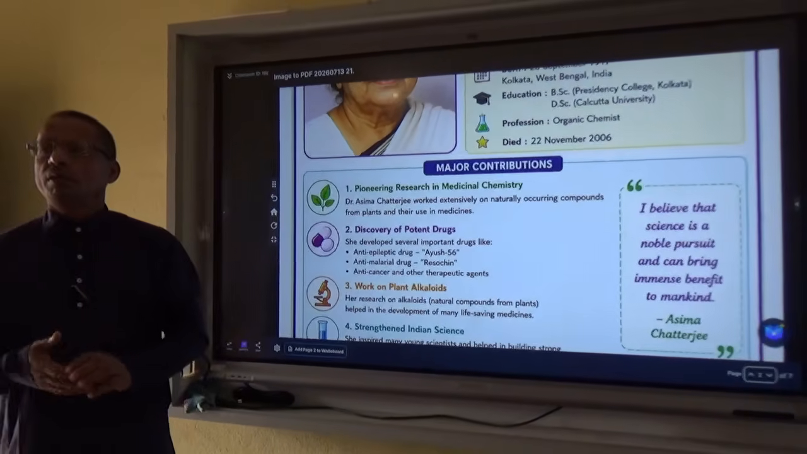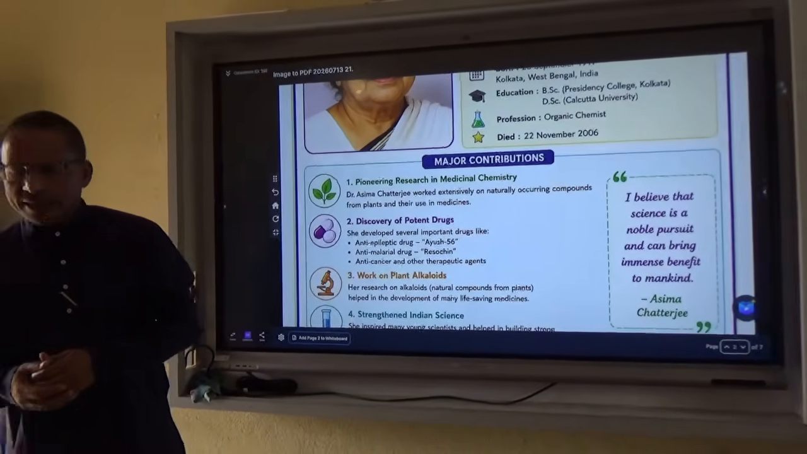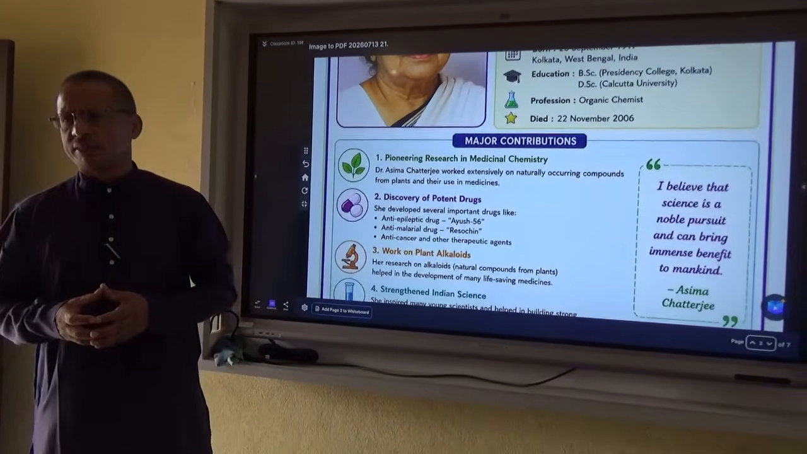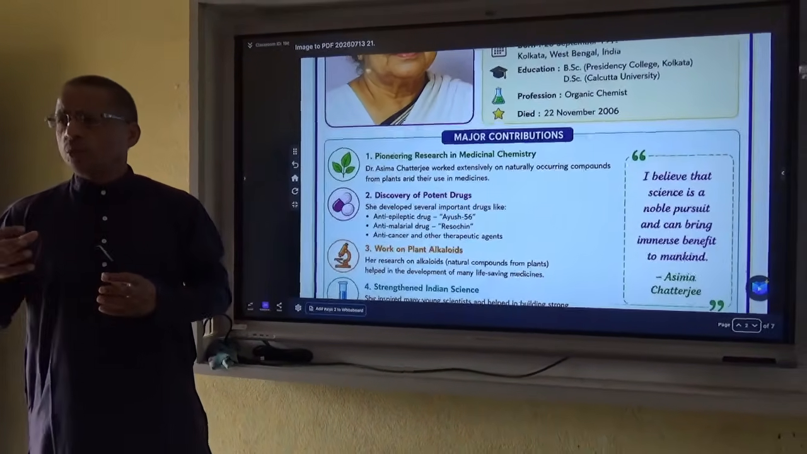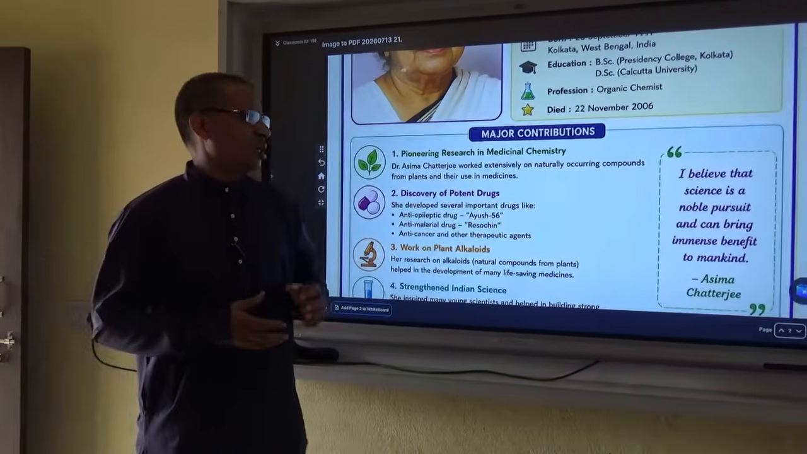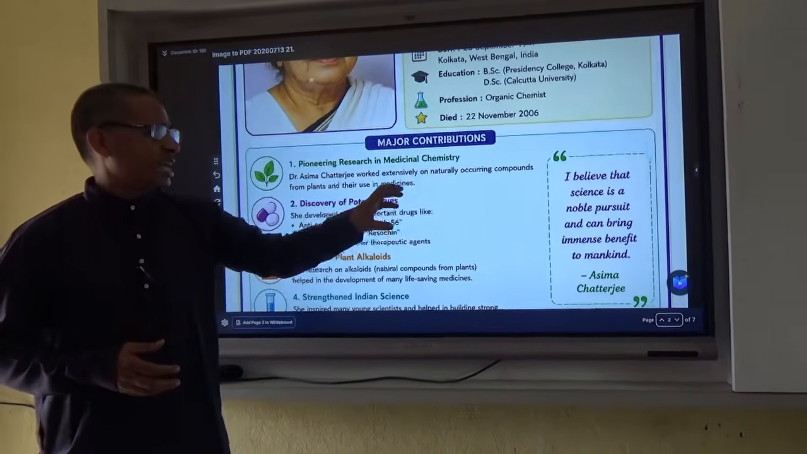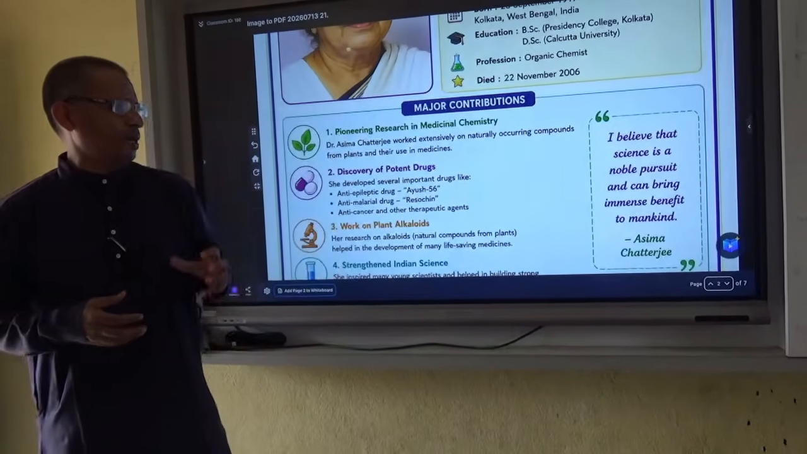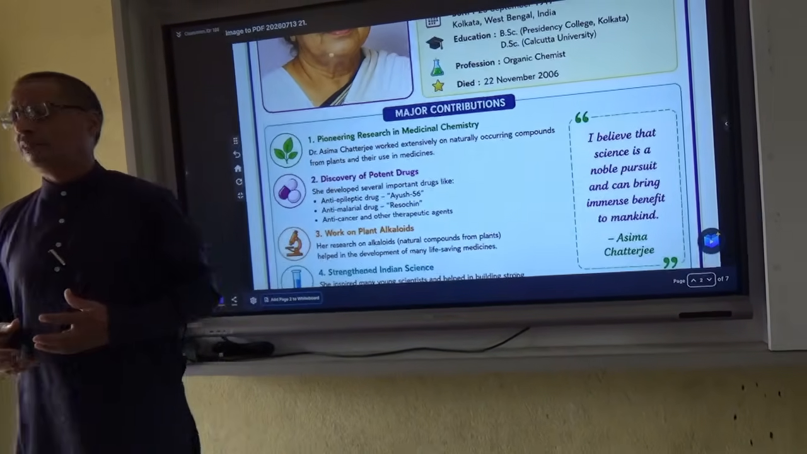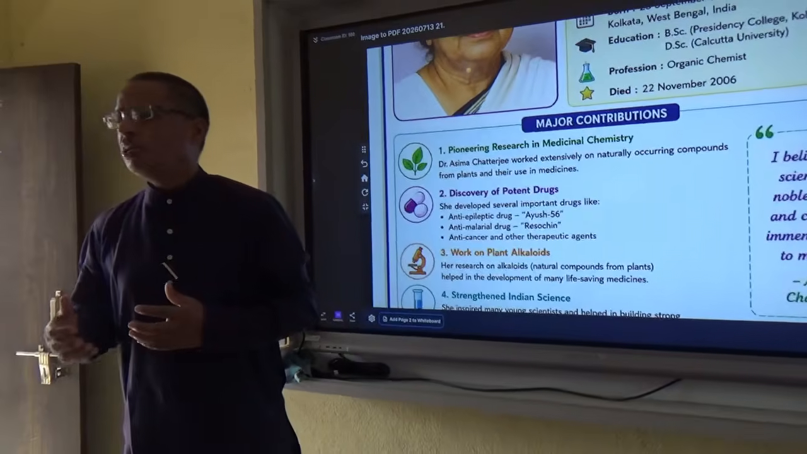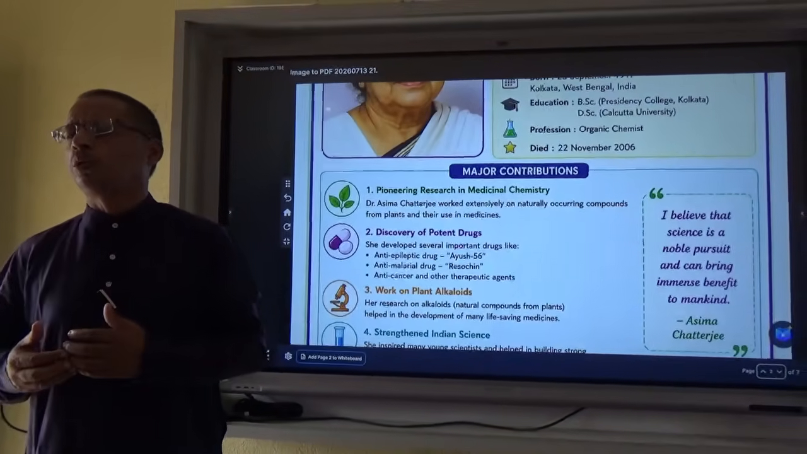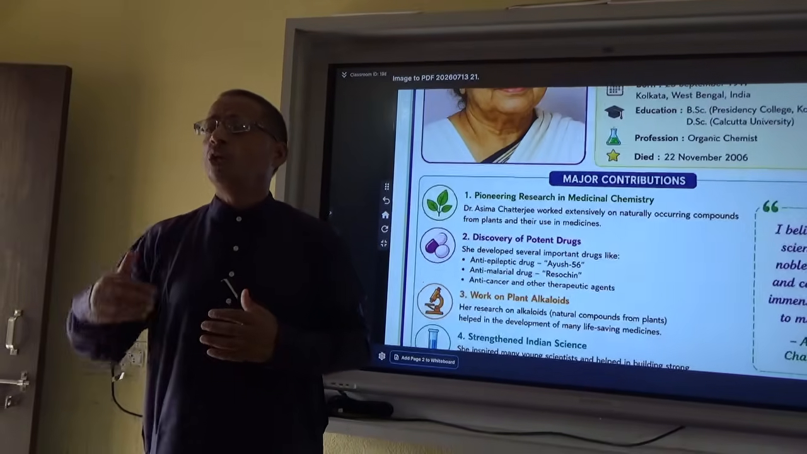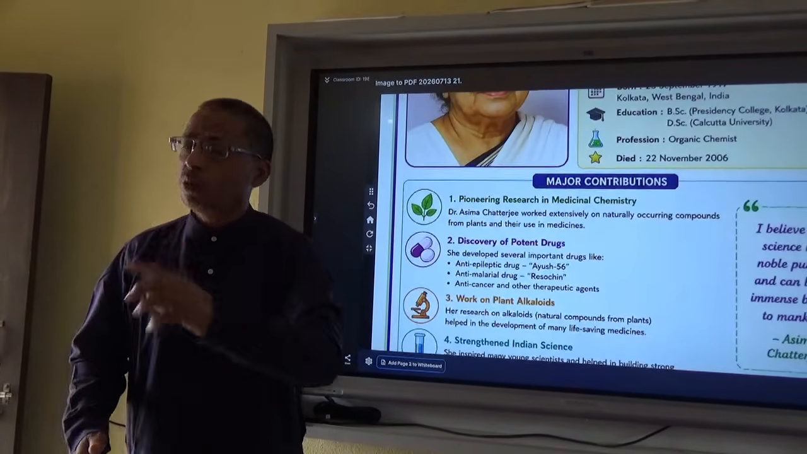He discovered anti-epileptic drugs, anti-malarial drugs and anti-cancer drugs. A very good scientist, he also believed that science is a noble pursuit and can bring immense benefit to mankind. What it means is that science can be used for mankind, for humanity, for the good of people.